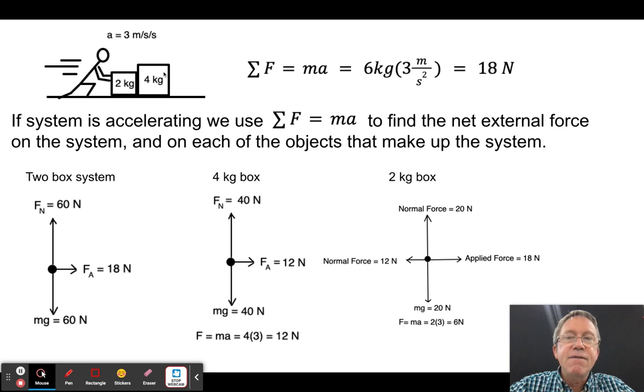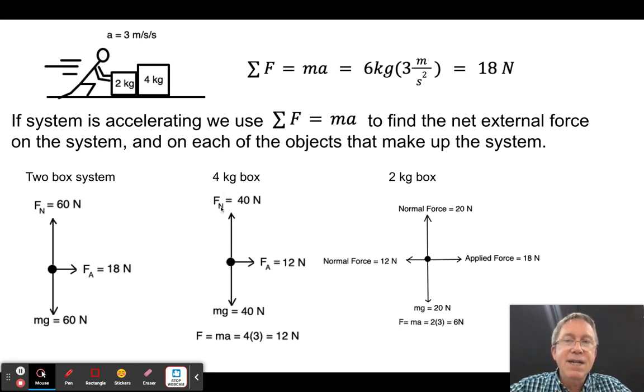Now, if I have 6 kilograms accelerating at 3, 6 times 3 is 18. So I know the net force in this direction is 18. Now, let's move to this box here. Think about it for a second. The net force on this box can't be 18, because 18 newtons acting on 4 kilograms makes it accelerate faster than 3. So it can't be pushing that hard.